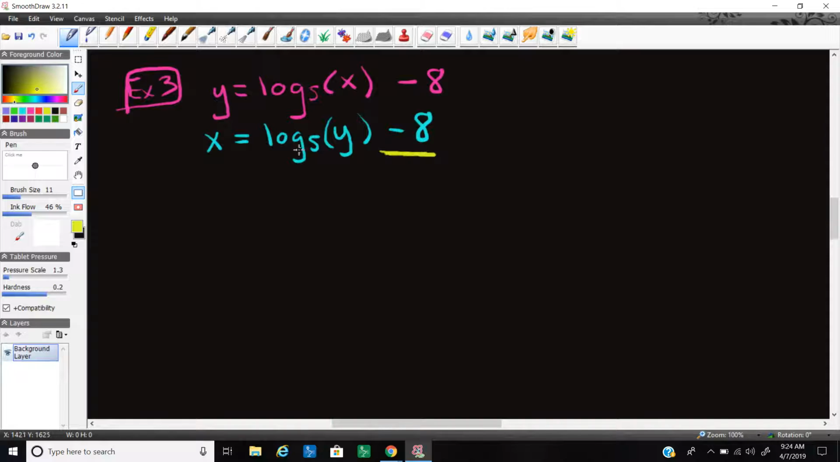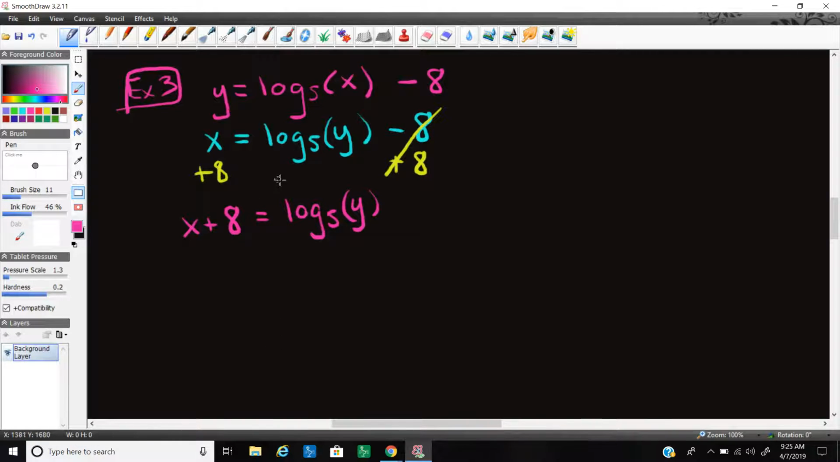That's not part of the logarithm. So we cannot rewrite this until we only have log with some stuff inside the parentheses. If we have extra things like this 8 or something in front of it, we need to get rid of it first. So we're going to go ahead and move that 8 by adding 8 to both sides. And that gets rid of the 8 over here. And it leaves us with x plus 8, this right here, is equal to log base 5 of y.